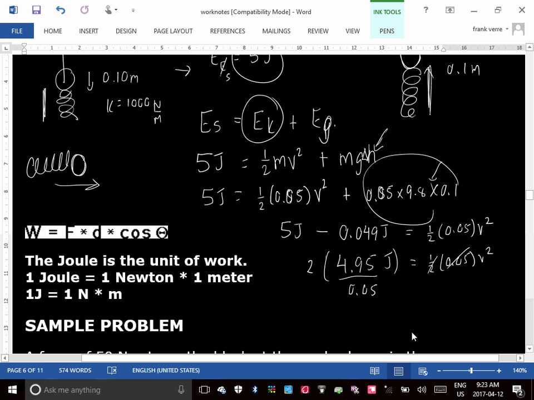Okay? And I'm going to take the square root of this because it's v squared. So what is v? 44.6? No, meters per second. It has to be meters per second because that's one of the units, right? Okay.